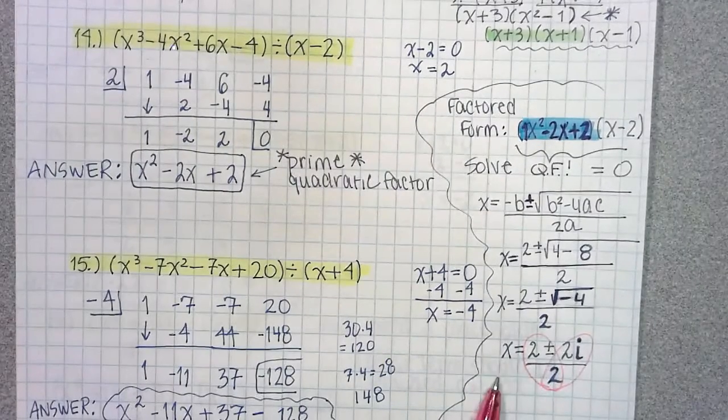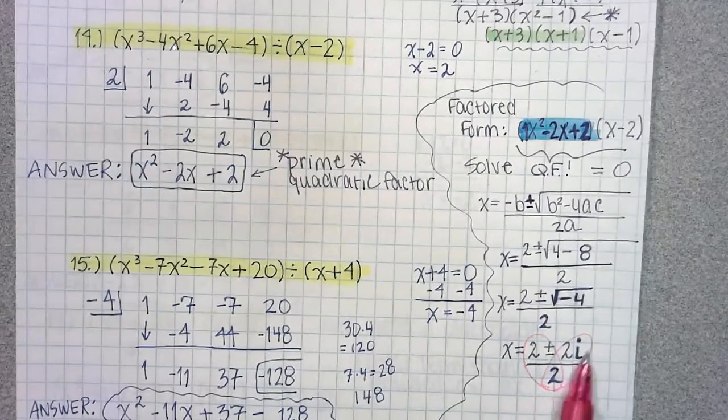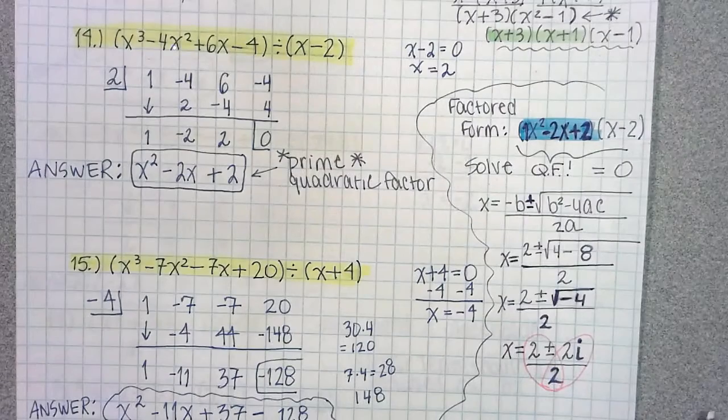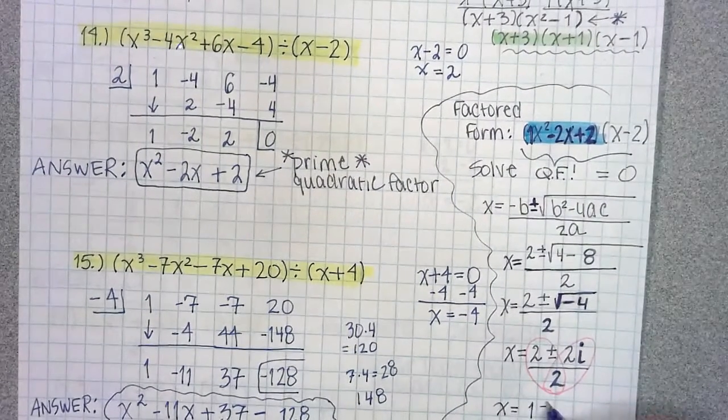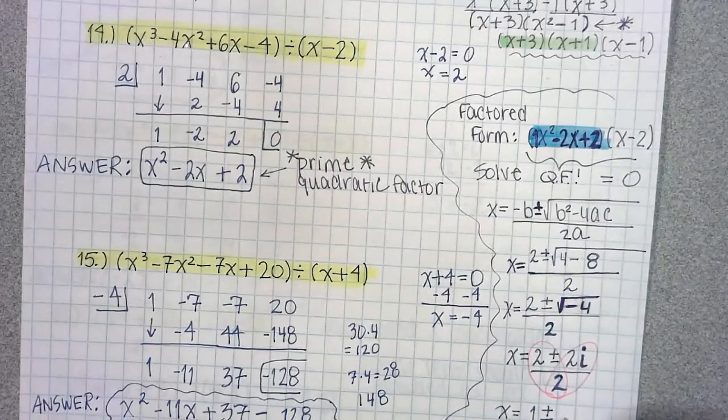No points, no partial credit. It is wrong. So you can reduce like this. You cannot just cross out a 2 and call it a day. So what does this give us? 2 over 2. That equals 1 plus and minus. 2 over 2 is 1. 1 what? 1i. So we have two answers right there.